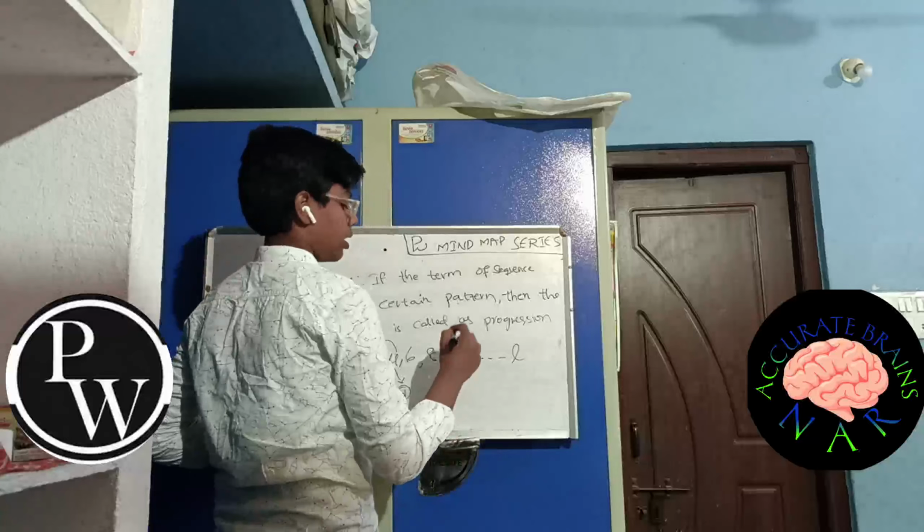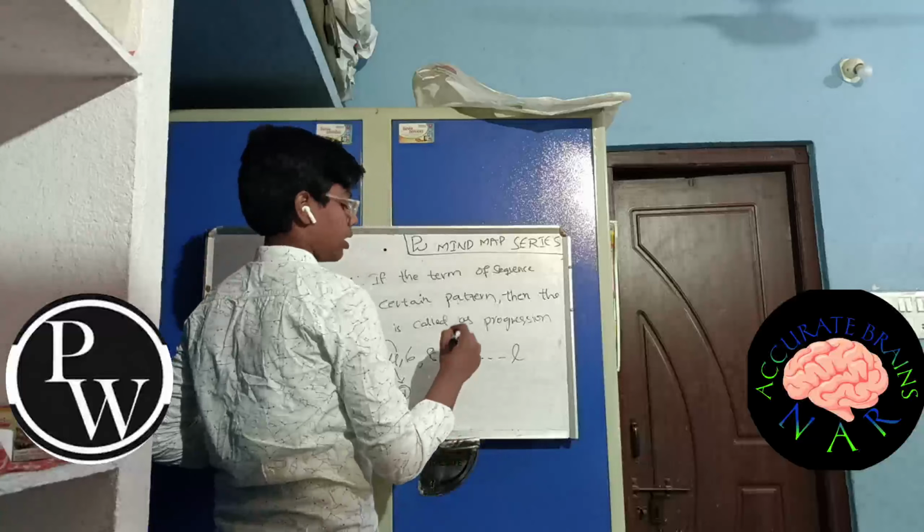What is term 4? 1, 2, 3, 4. Term 4 is 20. So here we can write 20, and the common difference is here 5. So you got this, right? Here the common difference is 5. That's it. A and D is clear.